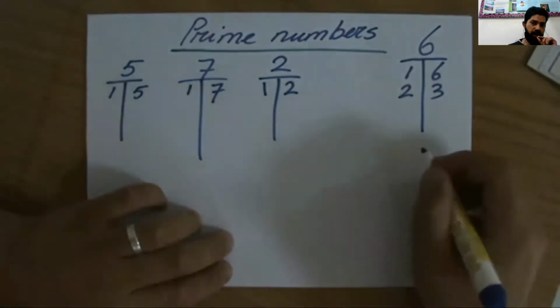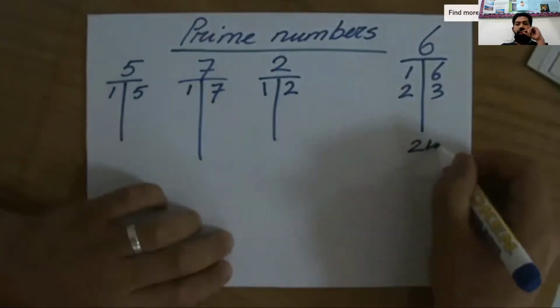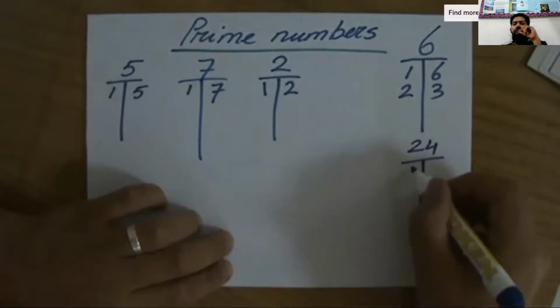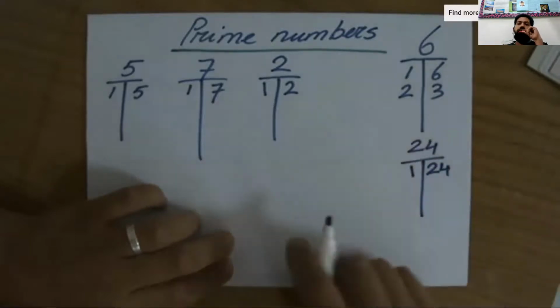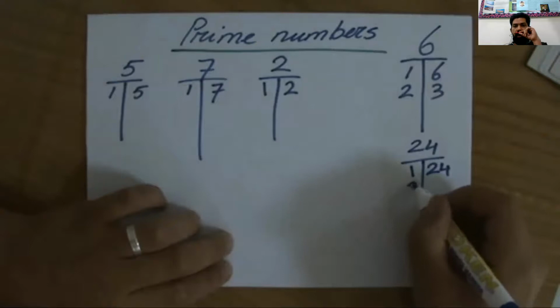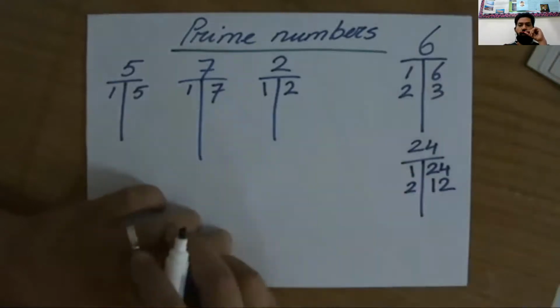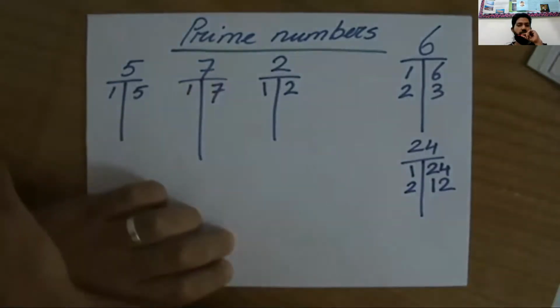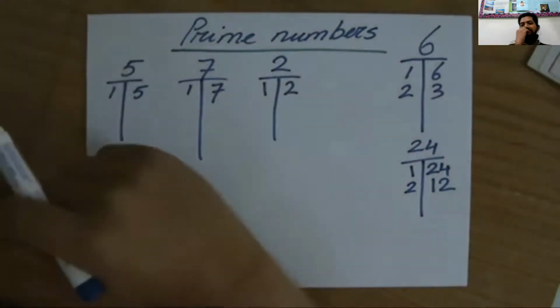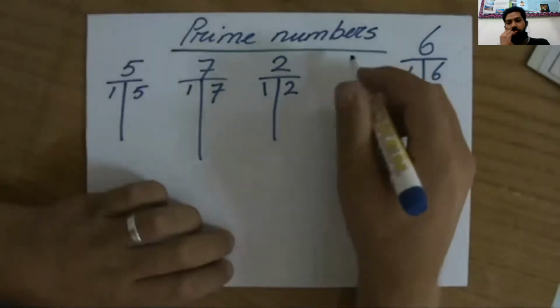Okay, another example. Just a second. So 24: 1 times 24, then 2 times 12. 24 keeps going. We got more than 2. So 24 is not a prime number, boys, because we need exactly two factors. For 24, we got more than two factors.